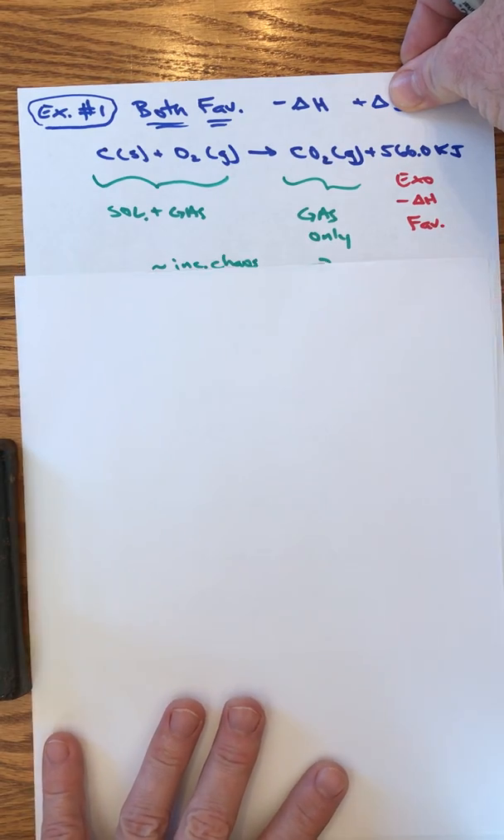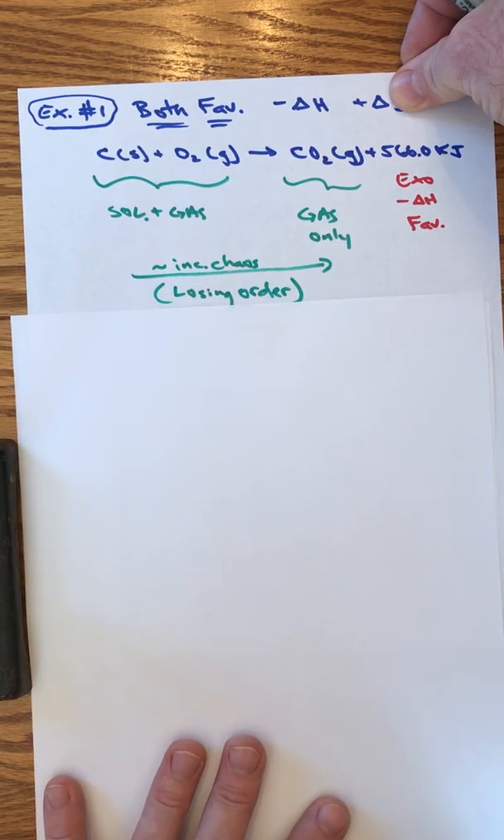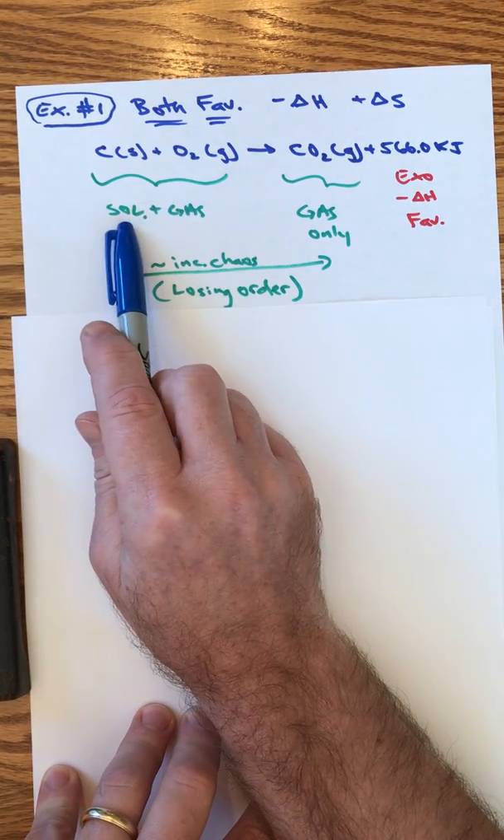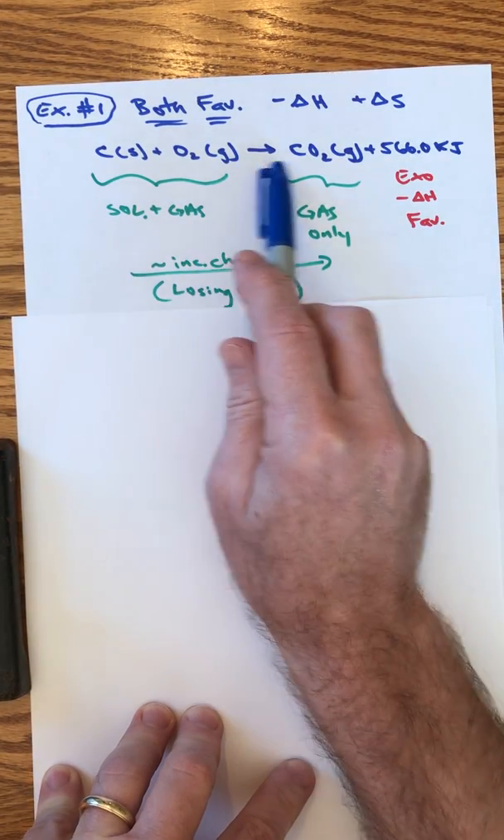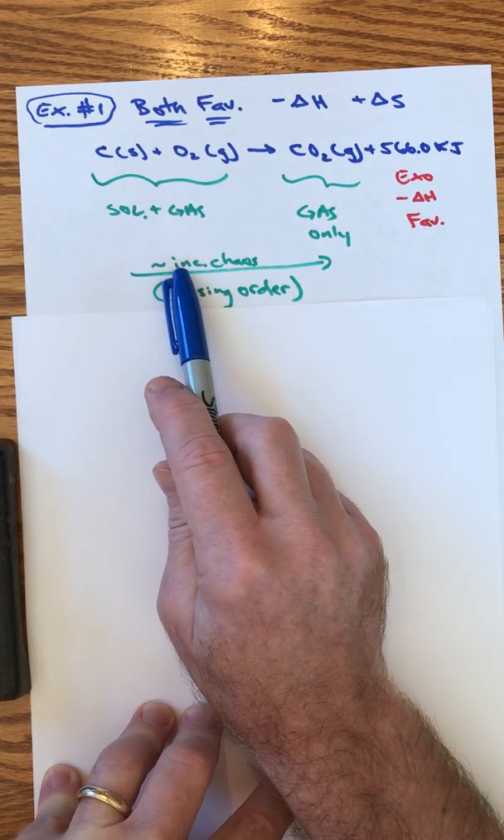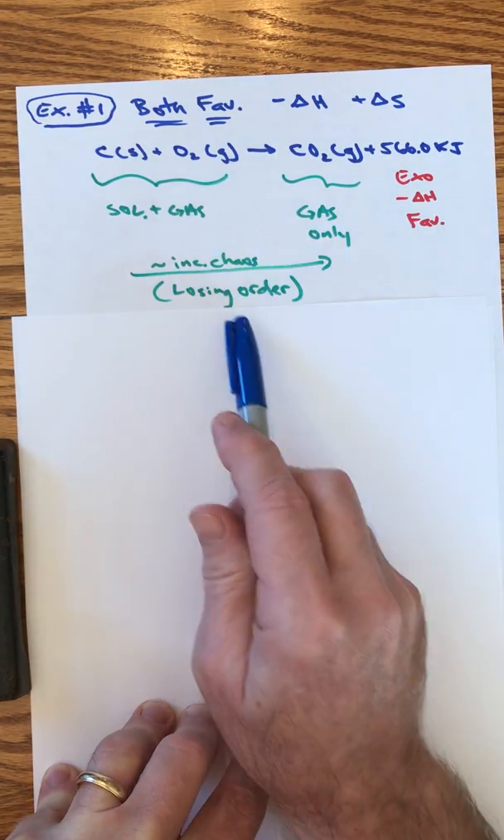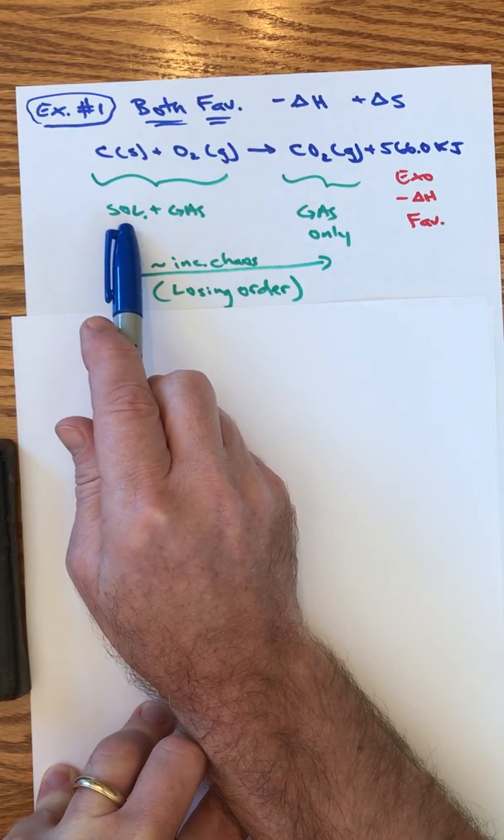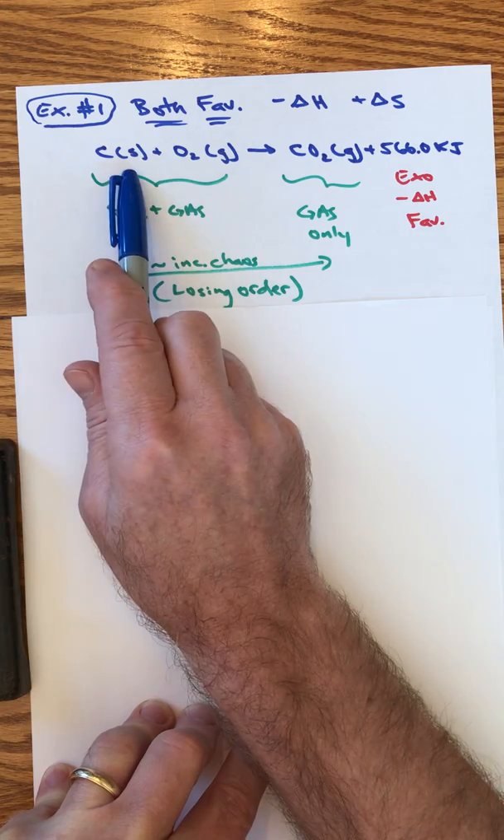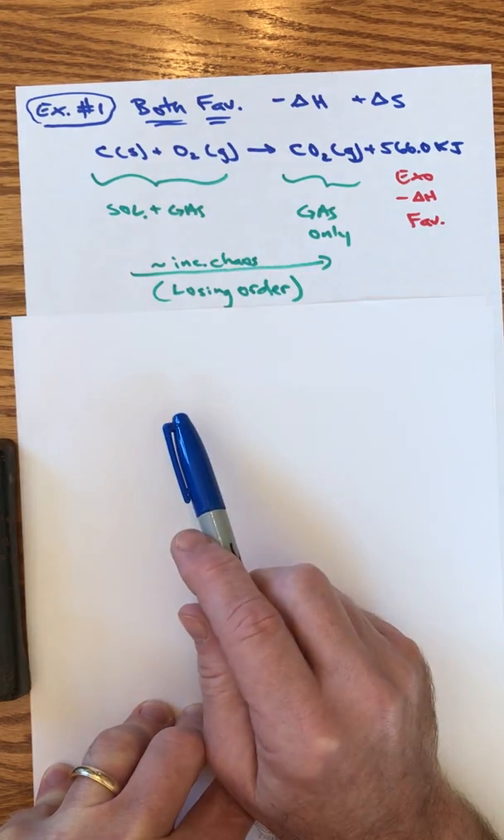So if I look in the green here, I'd say, well, on the left-hand side of the equation, I had solid and gas, and on the right-hand side, the product side, I have gas only. I could consider that a net increase in chaos because I've lost any of the order I had with regard to my solid. Nothing but disorder over here. I had a little bit of order, so I must have gained chaos.